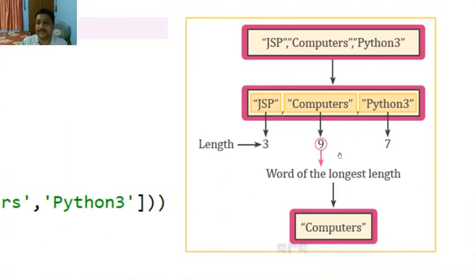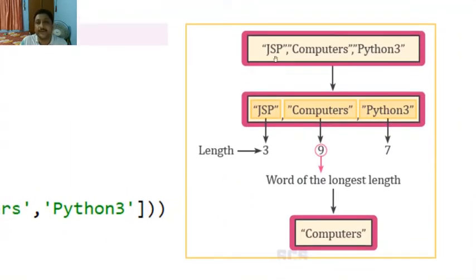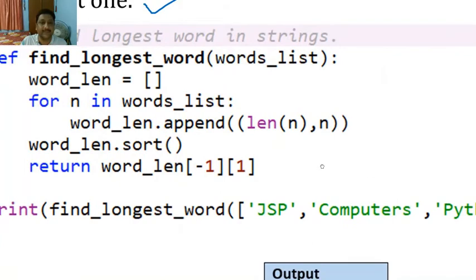First, see the process. Here we are giving 3 strings: JSP, computers, Python 3, and the lengths of all 3 strings are counted here. This is 3, 9, then 7. Then among these, the largest is 9, and we have checked the largest one, and then the word is displayed. Similarly, the program is given here.